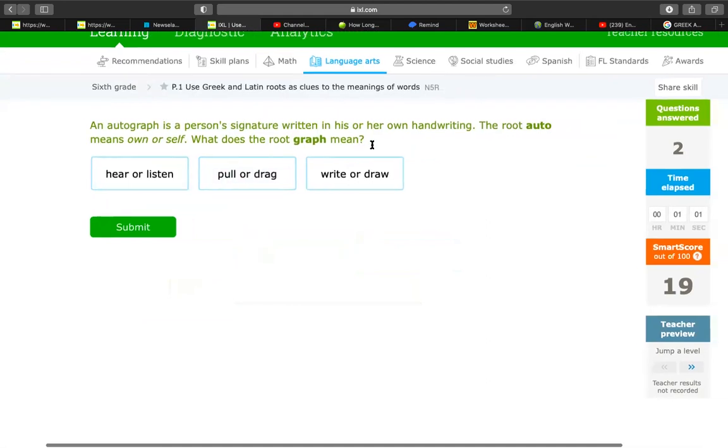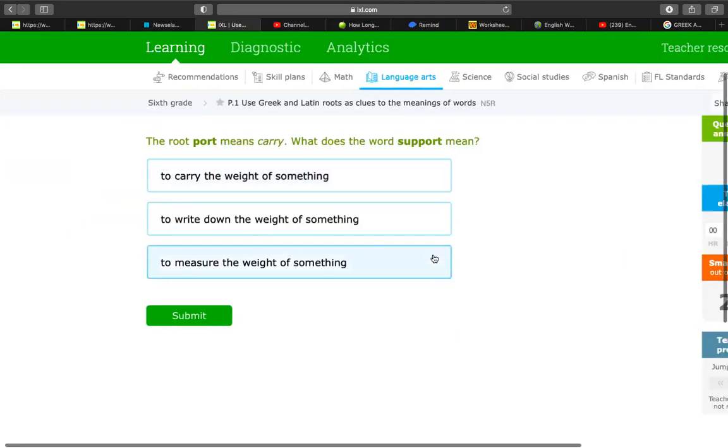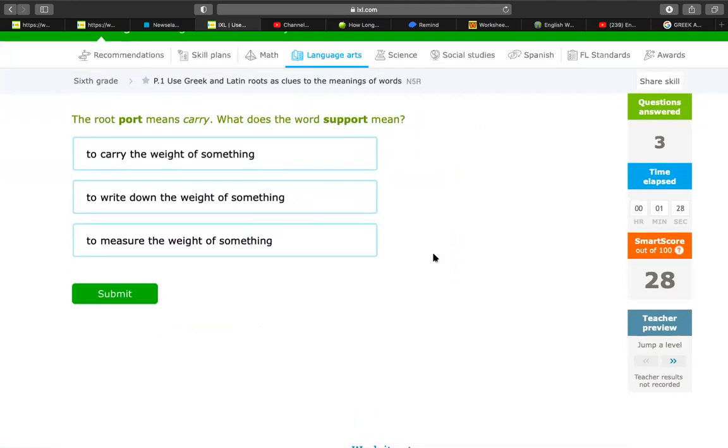An autograph is a person's signature written in his or her own handwriting. The root auto means own or self. What does the root graph mean? To listen, pull or drag, or to draw, write and draw. Yeah, it's to draw or write, or you could say that's self-writing or self-drawing. The root port means carry. What does the word support mean? Carry the weight of something, write down the weight of something, or measure the weight of something. Carry the weight of something.